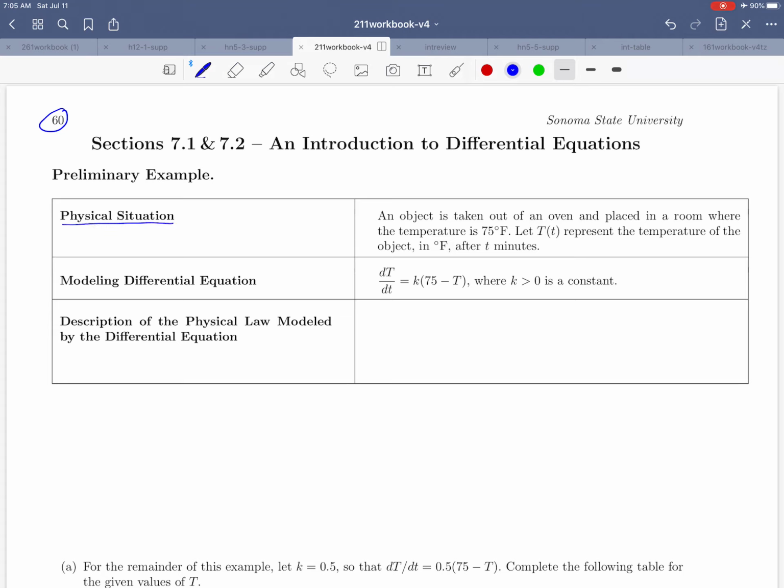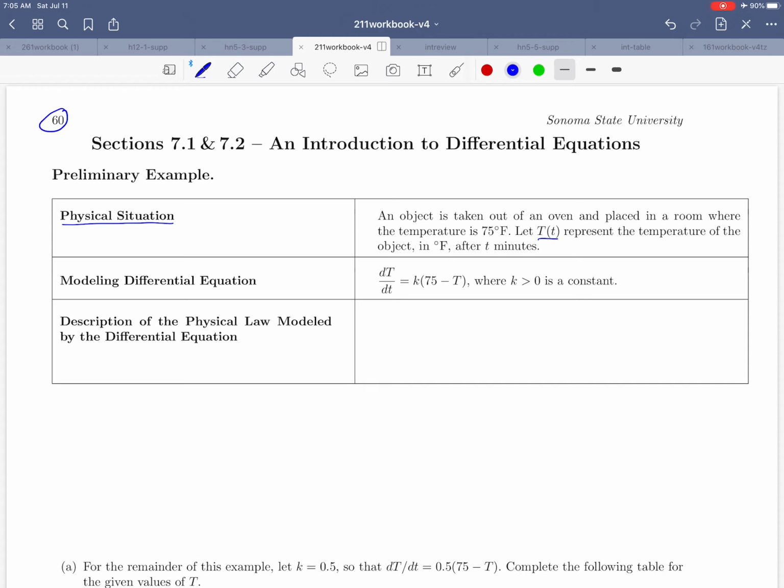So let's take a minute just to read the physical situation that they're giving us here. They're telling us that an object is taken out of an oven and placed in a room where the temperature is 75 degrees Fahrenheit, and we're going to let T of t represent the temperature of the object after t minutes. This is a little confusing because we've got two t's in the problem. Capital T represents temperature and little t represents time.